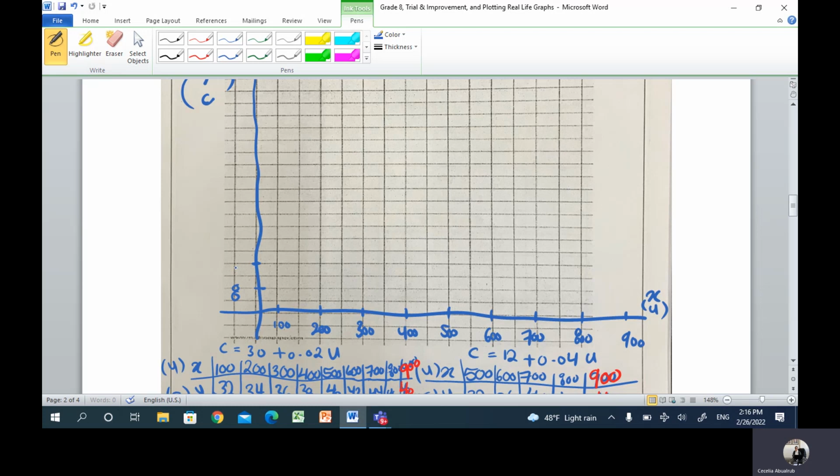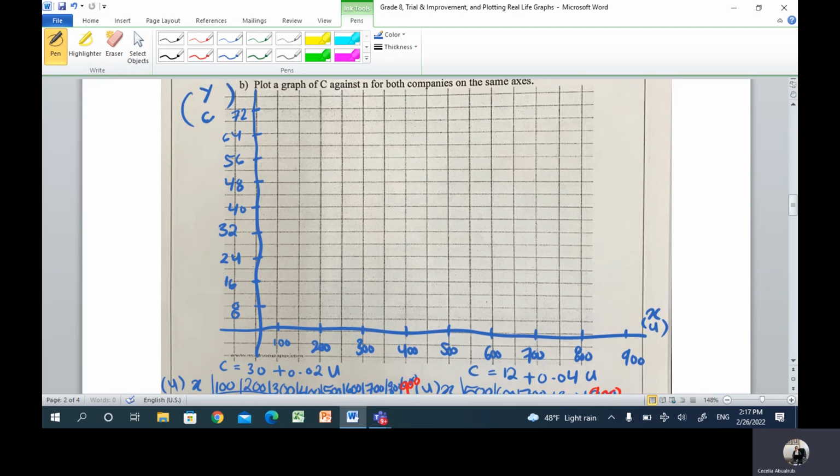Then I'm going to add another 8, so it's going to be 16. Add 8, it will be 24. Add 8 here, it will be 32. Add 8, it will be 40. Add 8, it will be 48. Add 8, it will be 56. Add 8, it will be 64. Add 8, it will be 72. And at last, add 8, it will be 80 here.